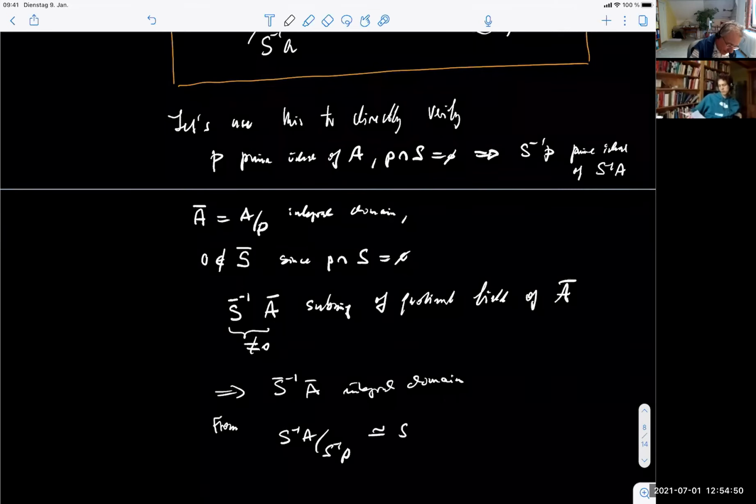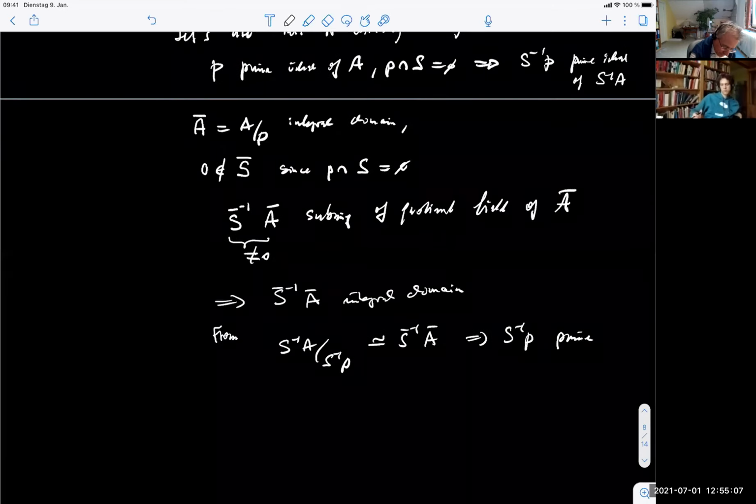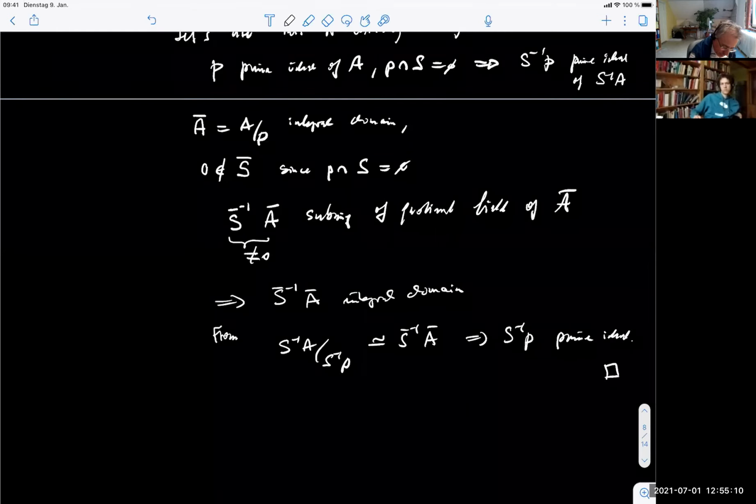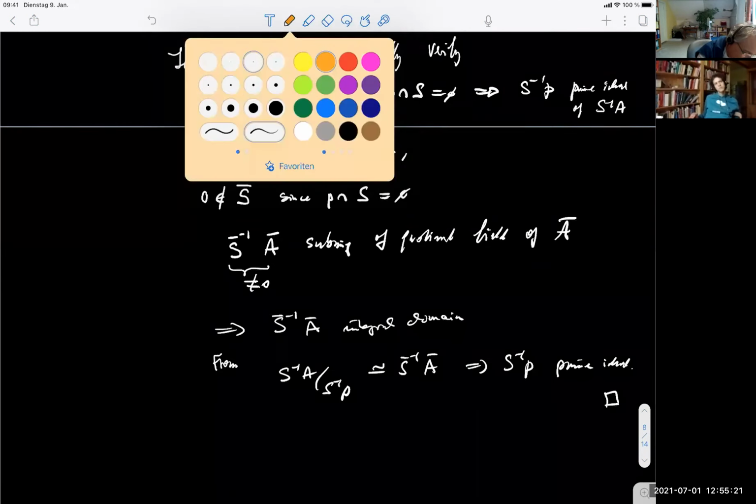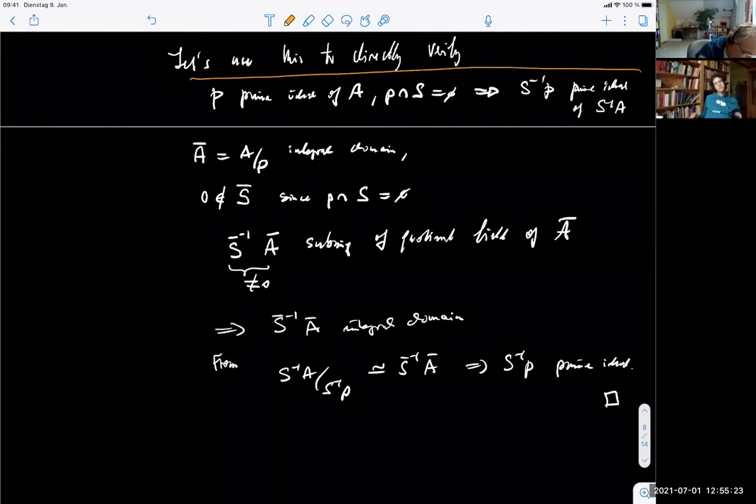This is the same as this. So now I have shown this is an integral domain. Therefore, this ideal must be a prime ideal. And I have a proof. This is yet another proof, a conceptual proof, basically a calculation-free proof of this property. So maybe let's put it in orange. A calculation-free argument for this important implication.